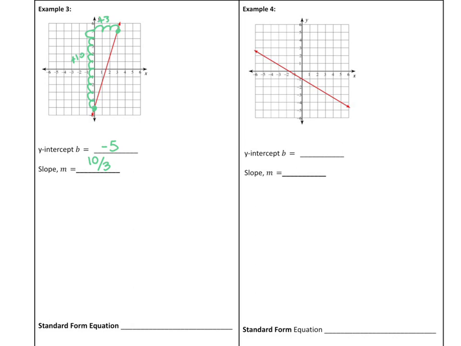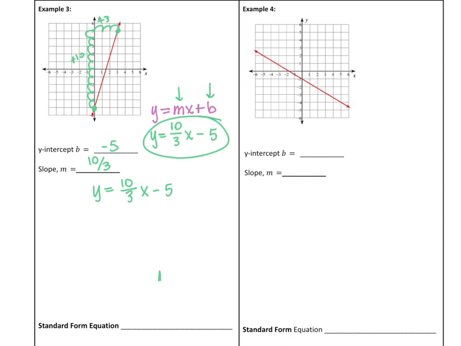Now using these two numbers, I can write my equation in slope-intercept form, just plugging in the m and the b. So y equals 10/3 x minus 5. We're halfway there. We're in slope-intercept form. Now we need to convert to standard form. So I'm just going to write it down here again.